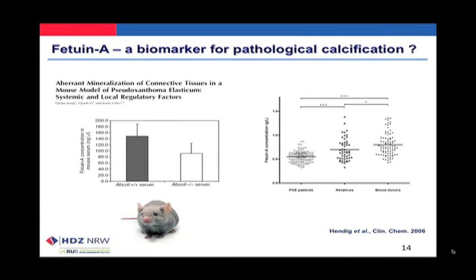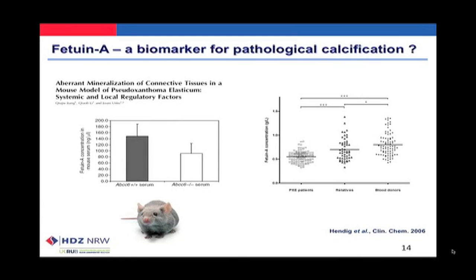We asked if Fetuin-A is a biomarker. What we know from the literature is that Fetuin-A is a biomarker for pathological calcification. We know that PXE patients have deposits of mineral crystals in several tissues, in several organs. Could Fetuin-A also serve as a biomarker in PXE patients, which present with this characteristic pathological calcification? And we could detect that PXE patients have reduced Fetuin-A serum concentrations when you compare them to relatives or, for instance, healthy blood donors, which here serve as our control.